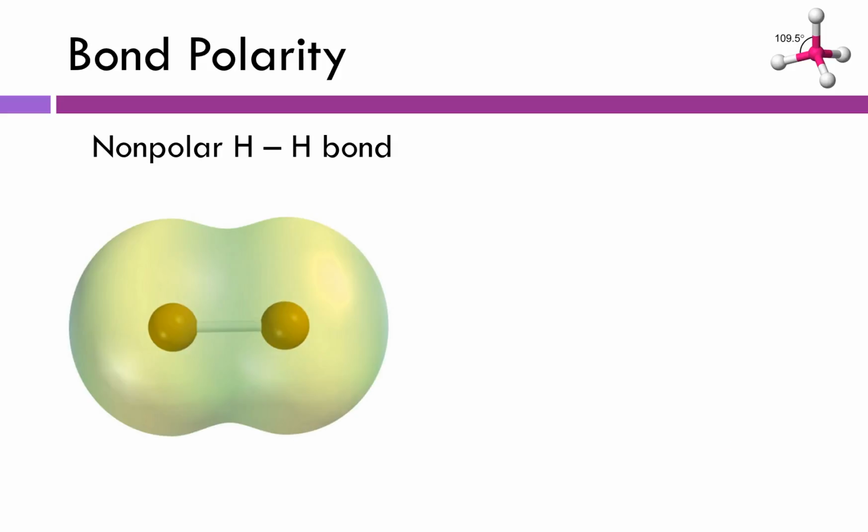Here's another way to visualize it. This is showing us the electron density cloud. We've got our hydrogen atoms bonded together, and you can see that it's the same color everywhere in this diagram. That's representing even or equal sharing of electrons. On the other hand, the HCl bond is polar.